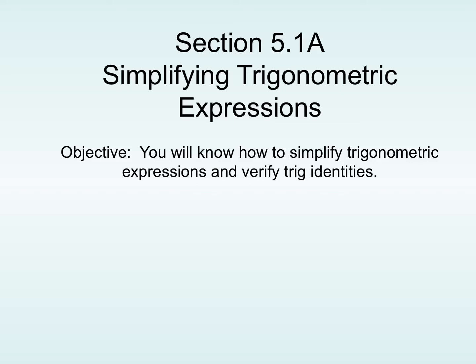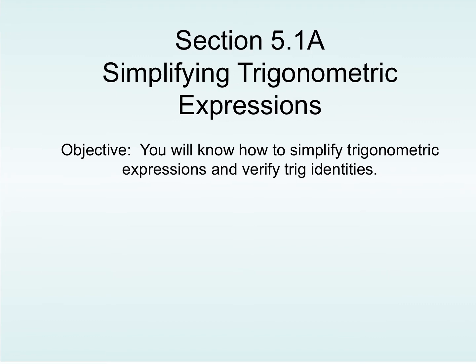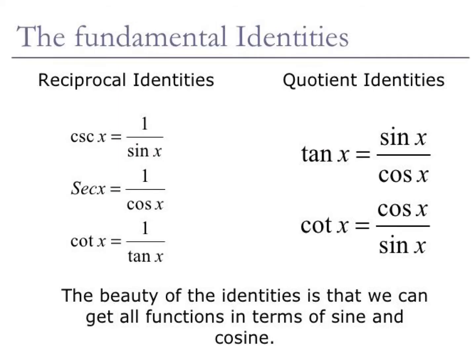5.1a is simplifying trigonometric expressions, and today is part 1. You need to know all your reciprocal identities and your quotient identities, because you're going to need to use those today. And you also need to note that every single term can be written in terms of sine or cosine, which is one of the strategies we're going to use today.